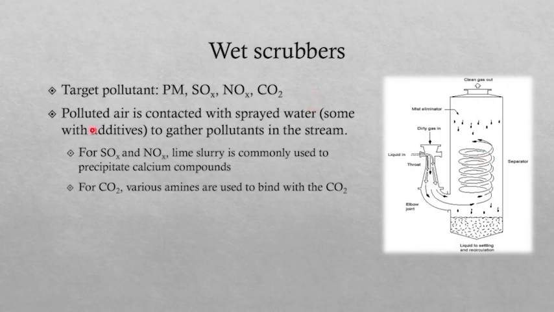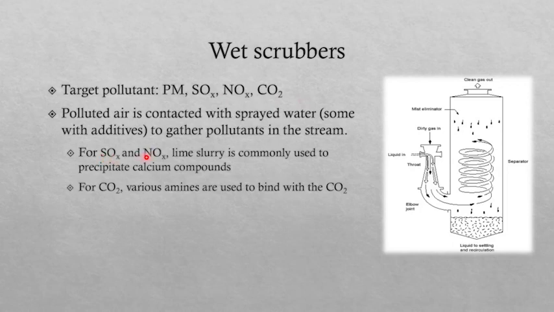In a wet scrubber, polluted air is contacted with sprayed water. So basically, water along with some other additives depending on the target pollutant is sprayed at the top and then the gas is introduced at the bottom. As the gas travels upwards, it is contacted with the water or the solution with additives from the top and that creates a chemical reaction that immobilizes your target pollutant.